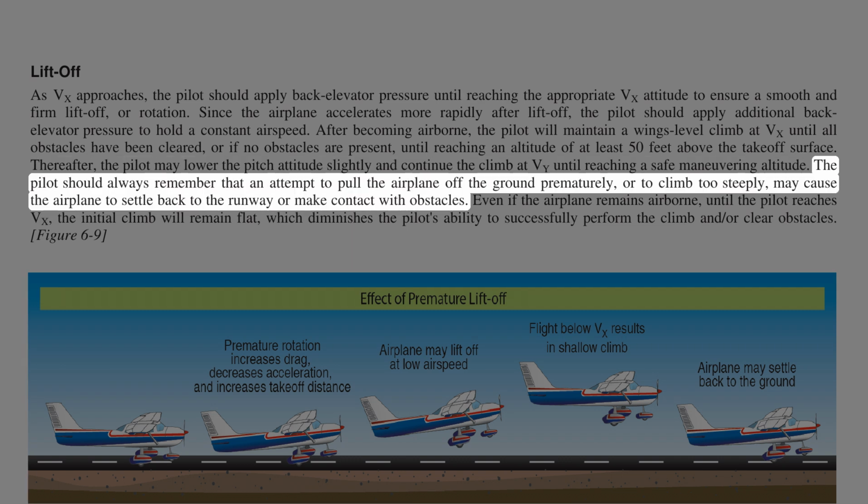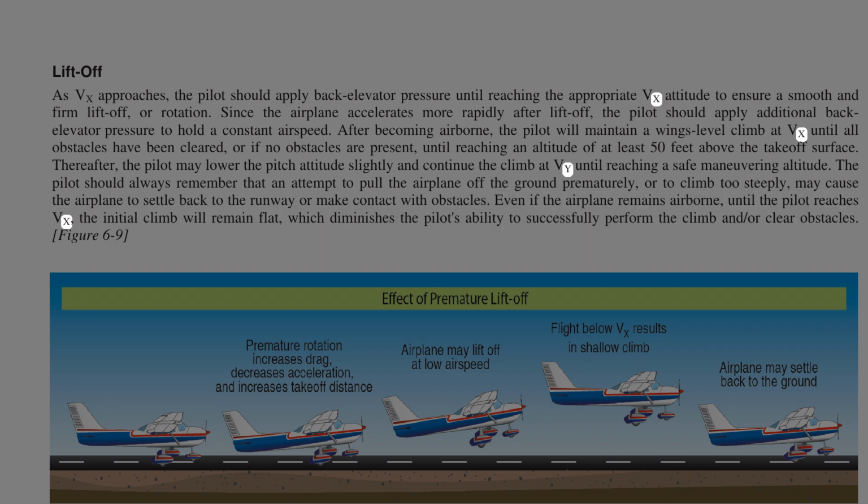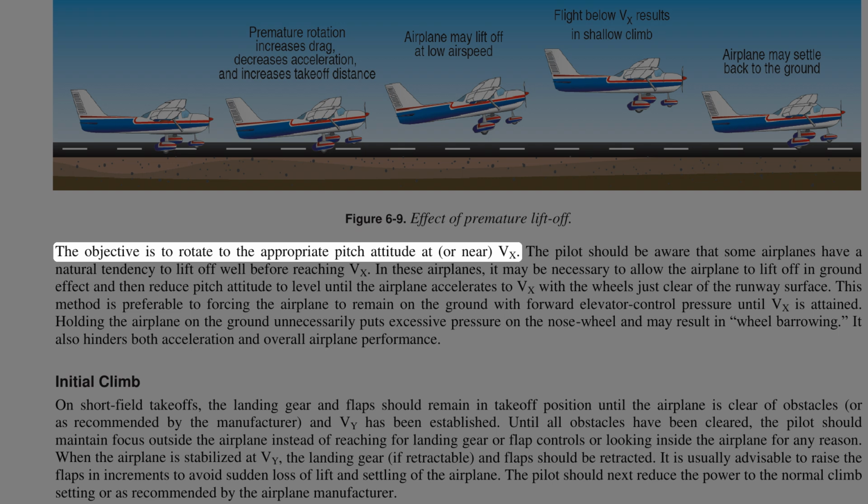The pilot should always remember that an attempt to pull the airplane off the ground prematurely, or to climb too steeply, may cause the airplane to settle back to the runway or make contact with obstacles. Even if the airplane remains airborne, until the pilot reaches Vx, the initial climb will remain flat, which diminishes the pilot's ability to successfully perform the climb and/or clear obstacles. The objective is to rotate to the appropriate pitch attitude at, or near, Vx.